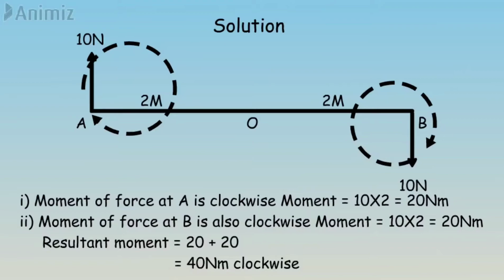Now, resultant moment, that is the total moment, as I told earlier, if both the directions are the same, it will be the sum. Both are clockwise. So, 20 plus 20, that will be 40 Newton meter. And the direction will also be clockwise. So, your resultant moment will be 40 Newton meter clockwise.